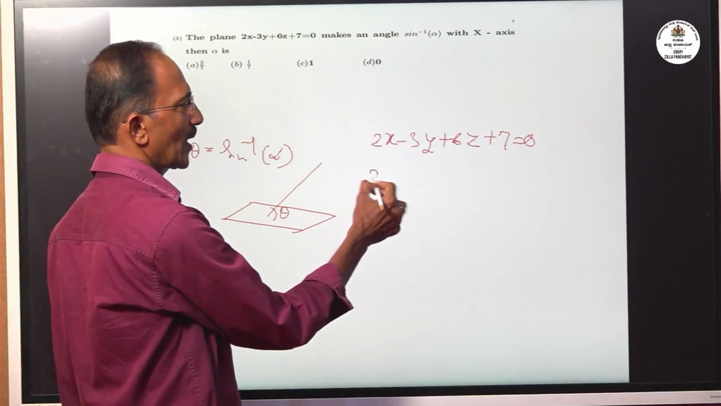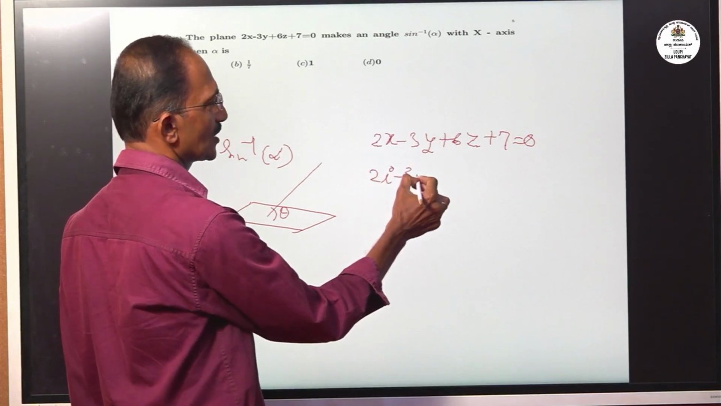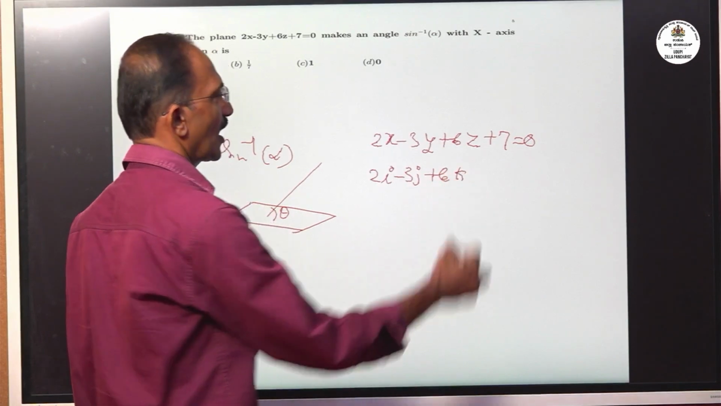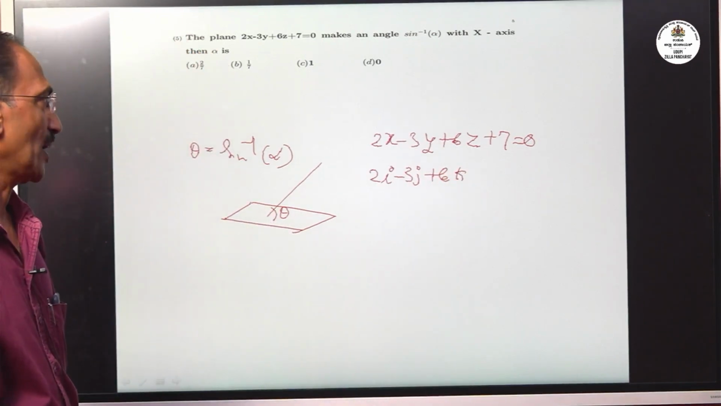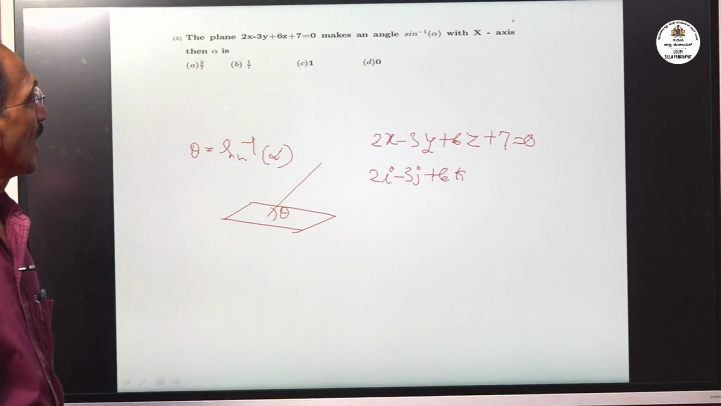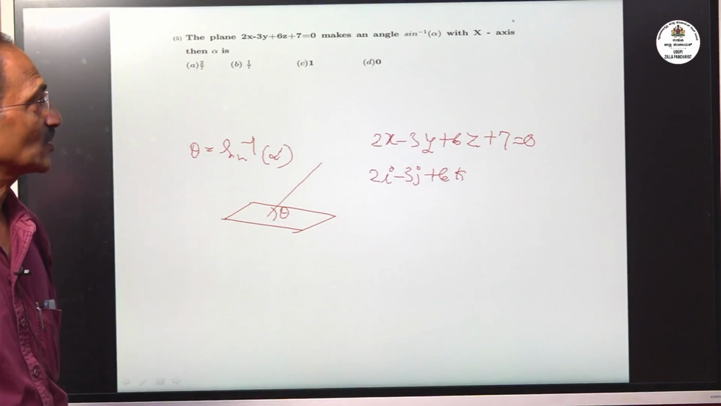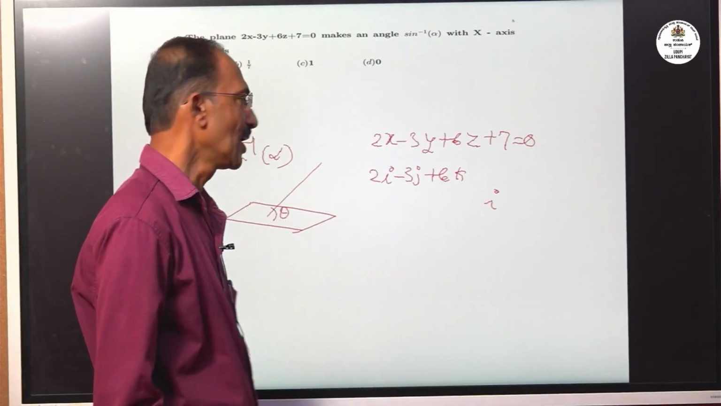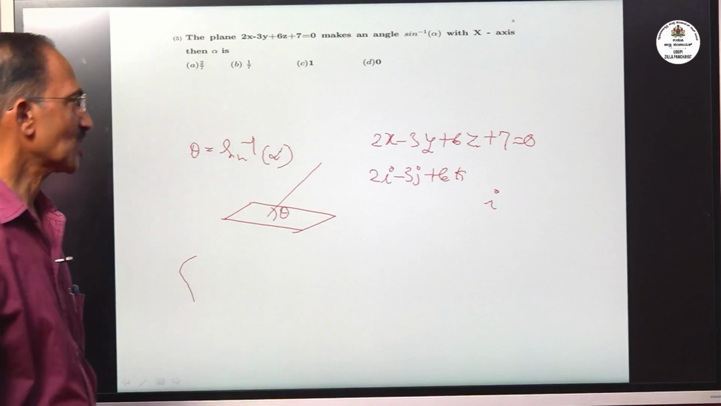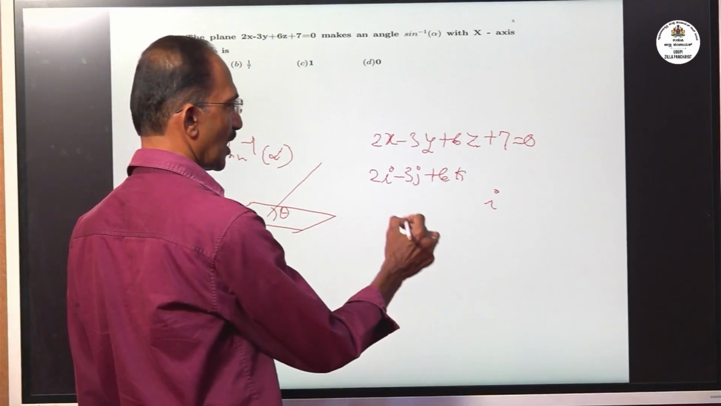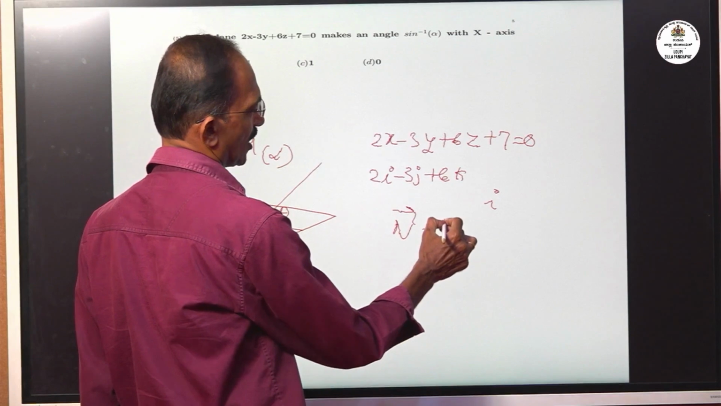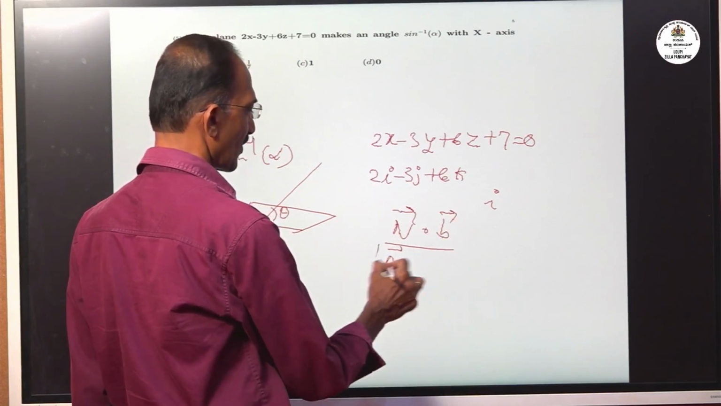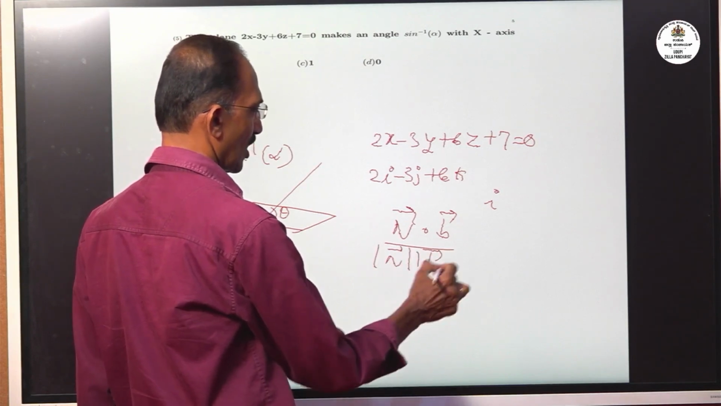So that is 2i minus 3j plus 6k, the vector which is normal to the plane. And what is the vector which is parallel to the x-axis? That is nothing but i. So sine of the angle, alpha, must equal n vector dot b vector divided by magnitude of n vector and magnitude of vector b.